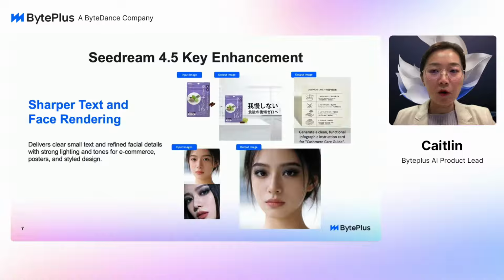And the second example is about generating a clean and functional infographic instruction card for a Cashmallow Care Guide. In this prompt, I asked it to generate dual language, English and then Chinese at the bottom. It's able to generate it quite clearly and accurately, and the text is pretty small.